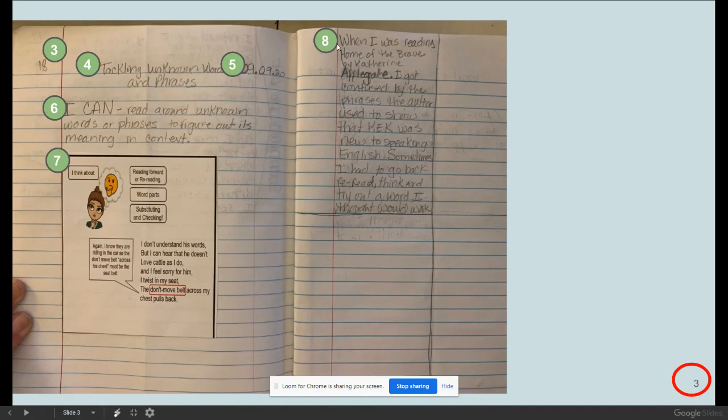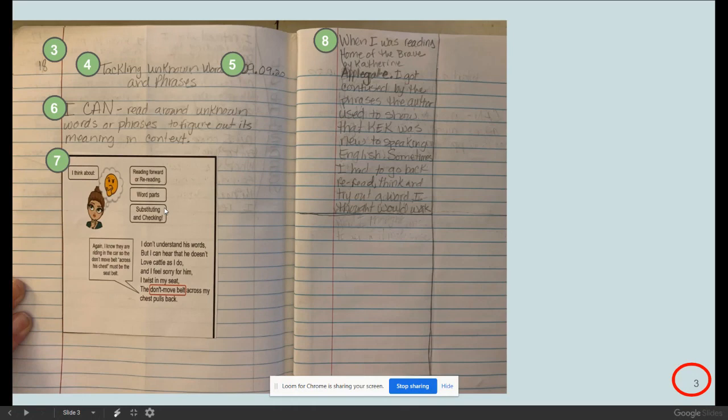And this is the I do that I have completed for you as a model. When authors use words or phrases that we are not familiar with, we have some strategies that we can use to help us out. We need to stop and think. And again, we can read forward or we can go back and reread. We can look at the word parts and we can substitute and check.